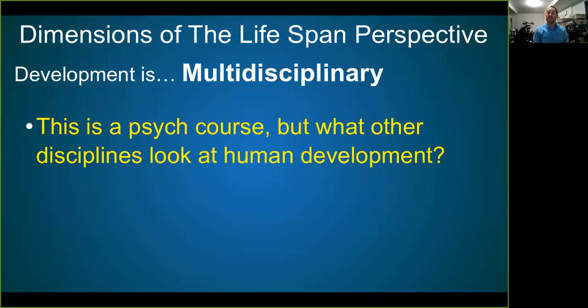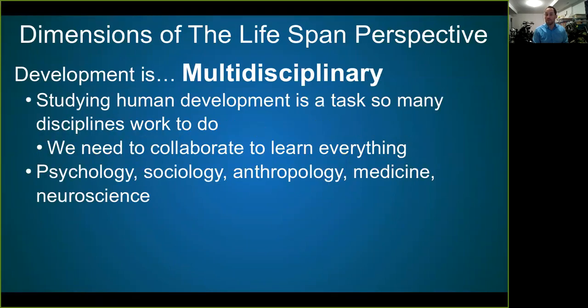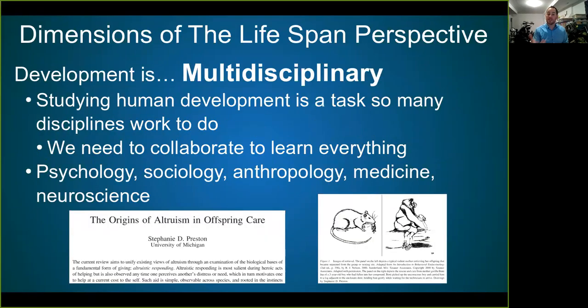Development is also multidisciplinary. So take a minute and try to think what other fields of study would be interested in human development and what's happening with the human as they grow. So some might be anthropology, medicine. So hopefully you came up with some others. Sociology, neuroscience. Some of my research in heroism is actually connected to evolutionary biology.